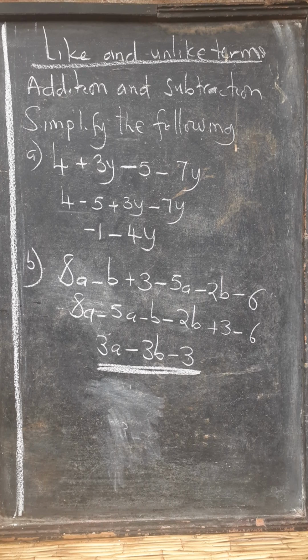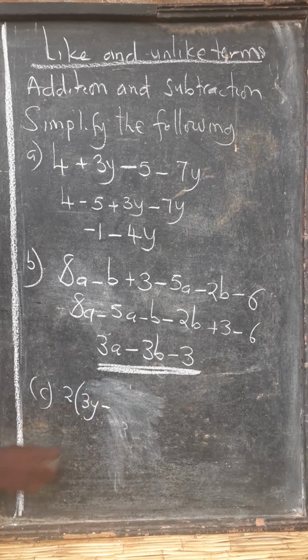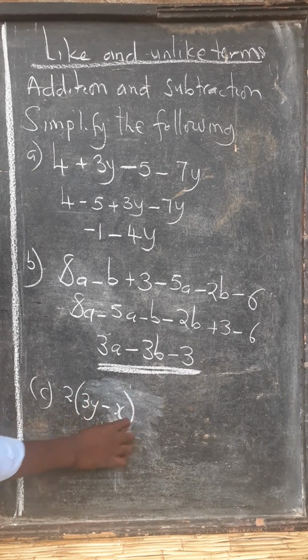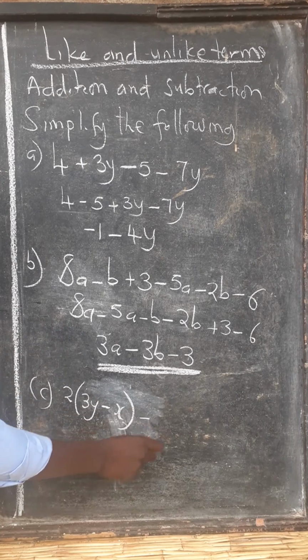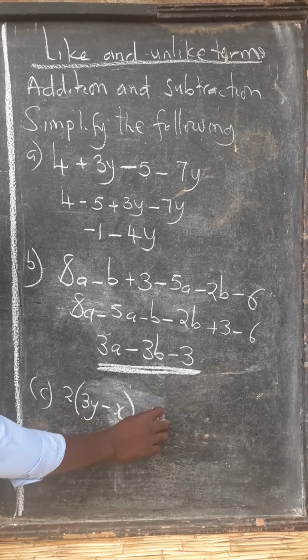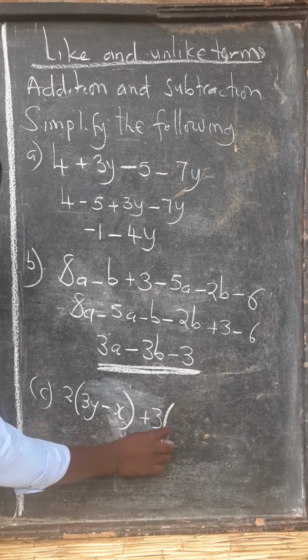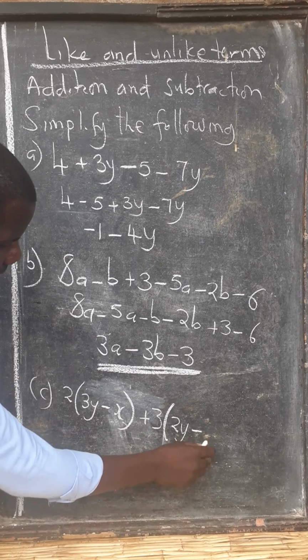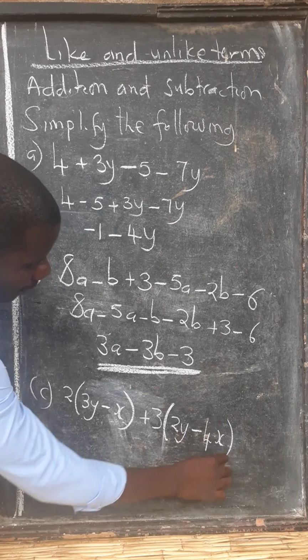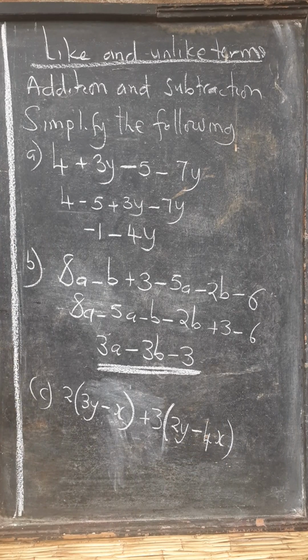Okay? So I'm going to introduce the third question, which has brackets. So C, and we have 3y minus x. Okay? And the second one is going to be plus 3, and here we should have 2y minus 4x.